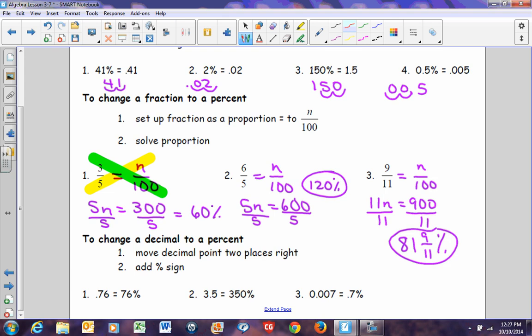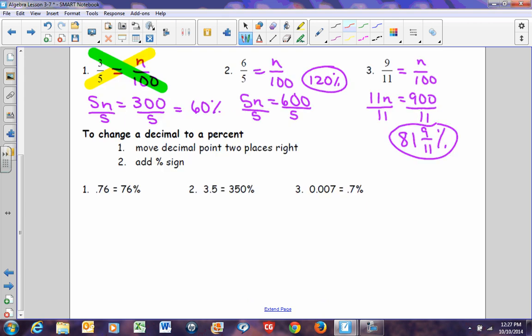Last but not least, to change a decimal to a percent, you're going to move your decimal point 2 places to the right and then add a percent sign. So 0.76, if I move that decimal 2 places to the right, it becomes 76%. 3.5, if I move that decimal point 2 places to the right, it becomes 350%. 0.007, if I move that decimal point 2 places to the right, that becomes 0.7%. Changing a decimal to a percent and a percent to a decimal, very easy. Changing a fraction to a percent is a bit more difficult.